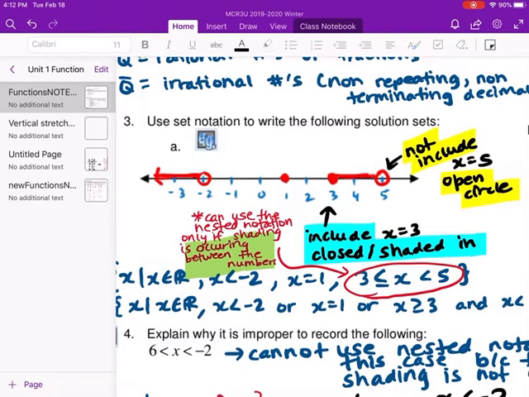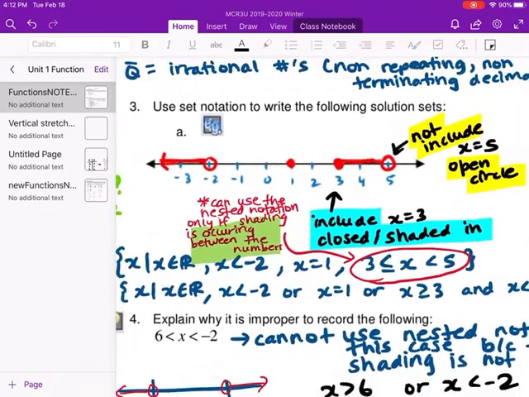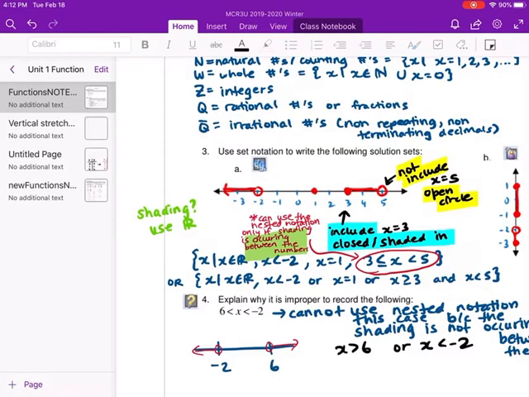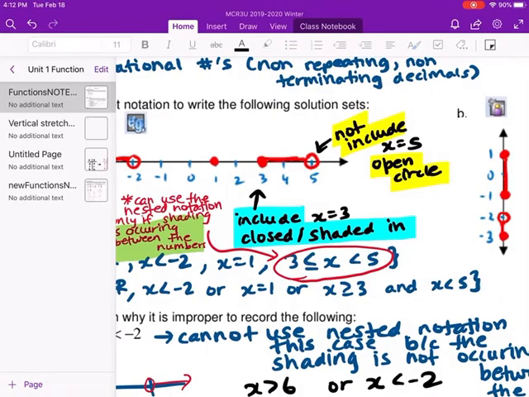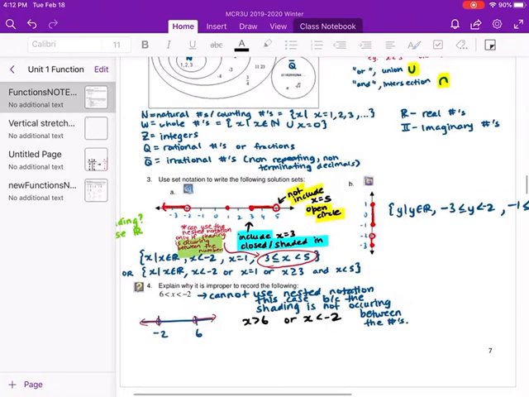In this case, we're going to use the nested notation. It says you can use the nested notation only if shading is occurring between the numbers. So it's 3 to 5, and x is greater than or equal to 3 but less than 5. This open circle means not included, whereas this shaded in circle means it is included. The first version has the nested notation, whereas the second one says that x is larger than or equal to 3 and x is less than 5. This will help us write domain and range later.